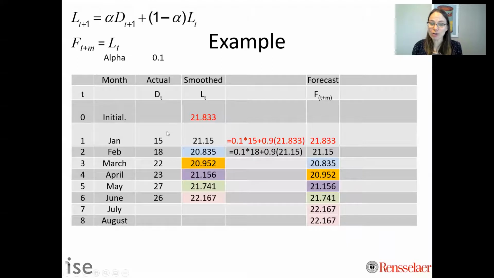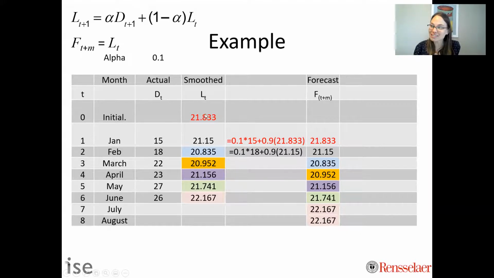So let's do that. How do we get our value for L of January? Well, alpha is 0.1. Our demand in January is 15, plus 0.9, which is 1 minus alpha, times L of 0. And L of 0 was 21.833. So that is then our value: 21.15 would be L of January. You can see the similar kind of pattern. You could keep calculating L of February and so forth by applying this equation.